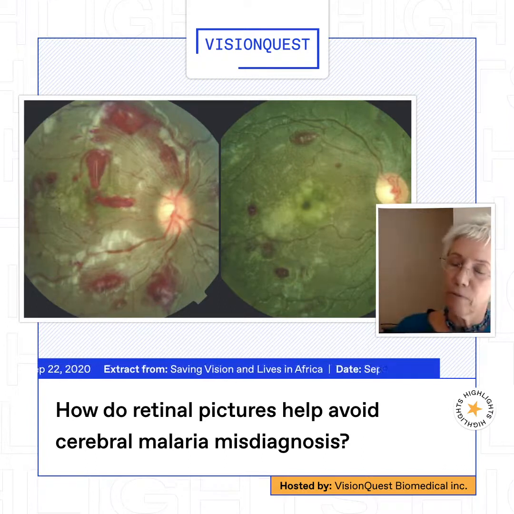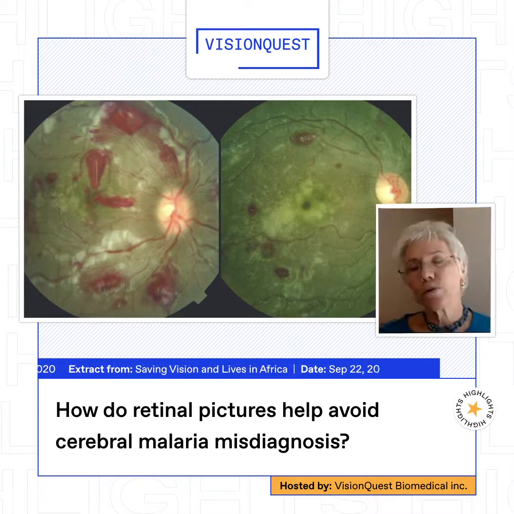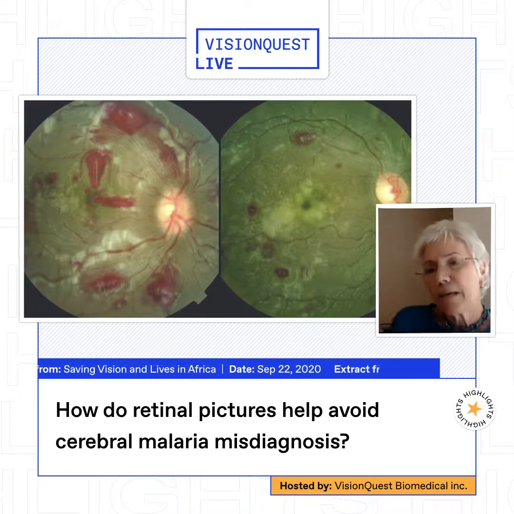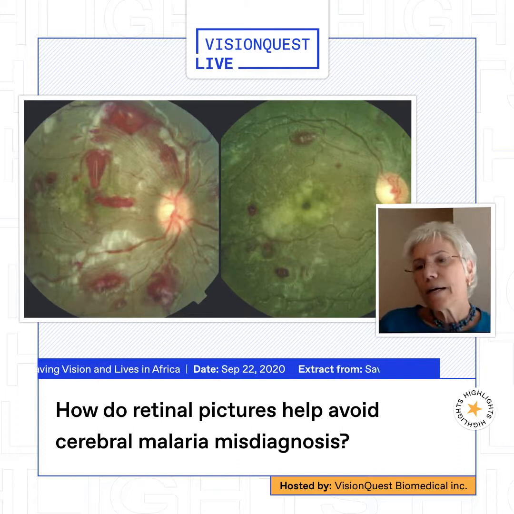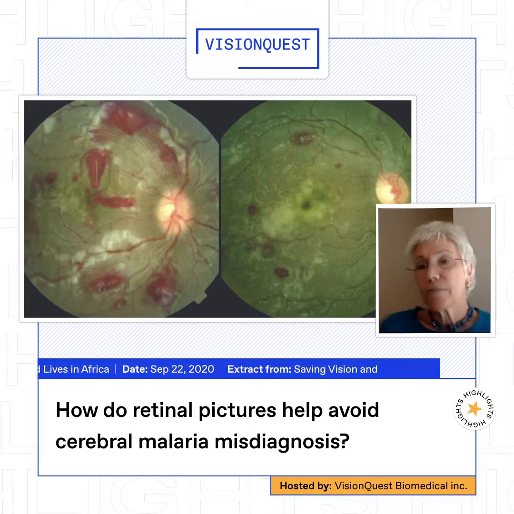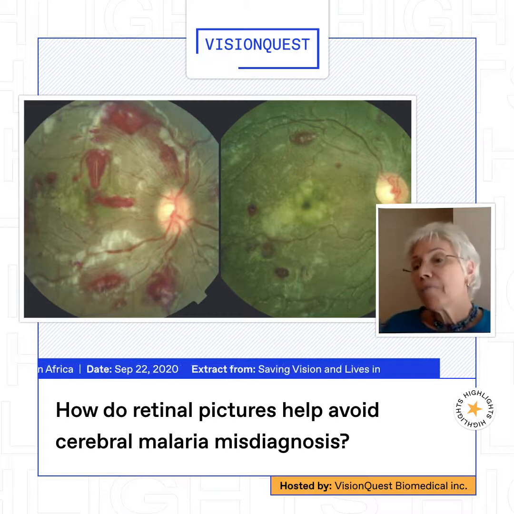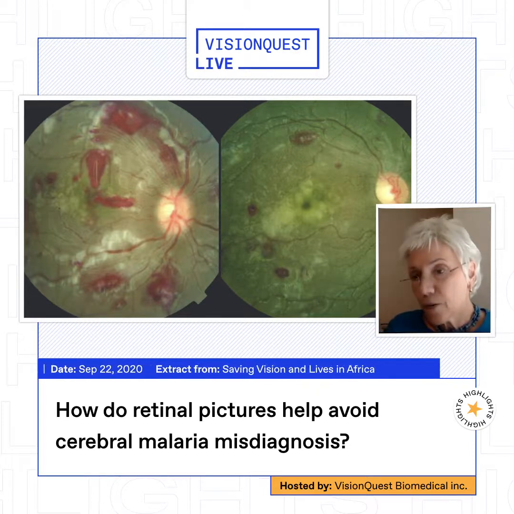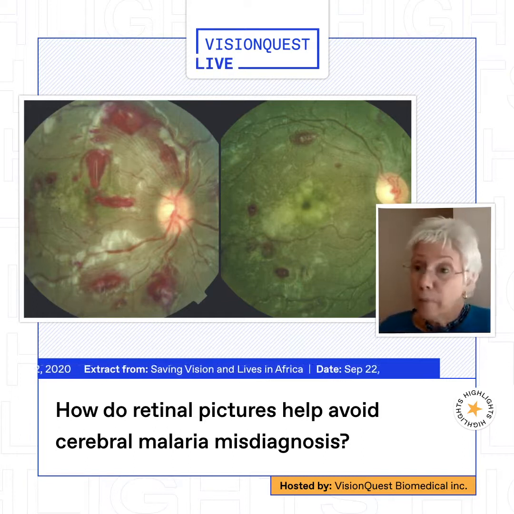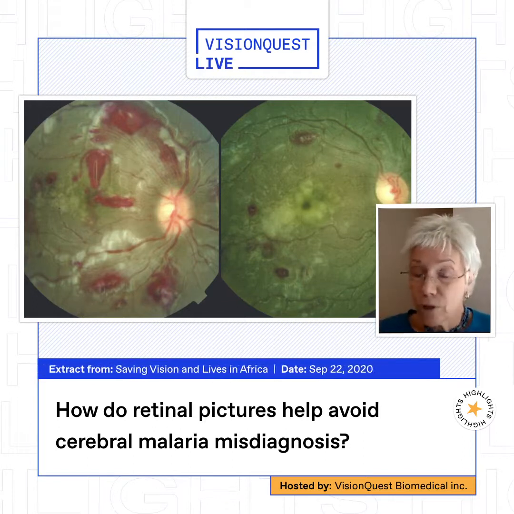So the group in Liverpool has really taken this understanding a lot more of the detail of it. But the basics, that these retinal signs actually are an important indicator of the severity of the infection, still remains. And that we are able to see with just 50 patients.